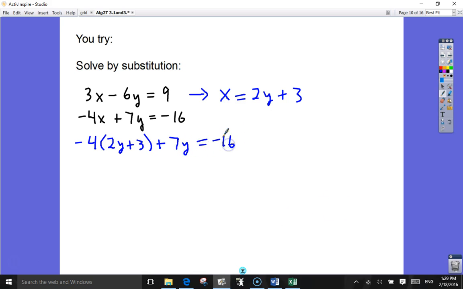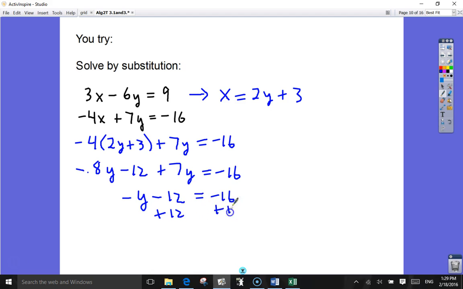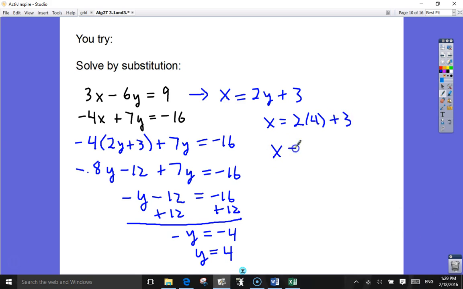equals negative 16. Negative 8y minus 12 plus 7y is negative 16. Negative 8y plus 7y is negative y, minus 12 is negative 16. Add 12. Negative y equals negative 4, so y equals 4. And then I come up here and say x equals 2 times 4 plus 3. 11, comma 4.